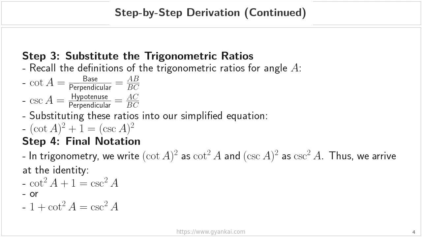Finally, in step 4, we move to our final notation. In trigonometry, to keep our work clean and professional, we don't usually write the square outside of parentheses. Instead, we write cot A squared as cot squared of A, and cosec A squared as cosec squared of A. By rearranging the terms slightly, we arrive at our finished identity: cot squared of A plus 1 equals cosec squared of A, or more commonly, 1 plus cot squared of A equals cosec squared of A. We have officially derived our new Pythagorean identity.